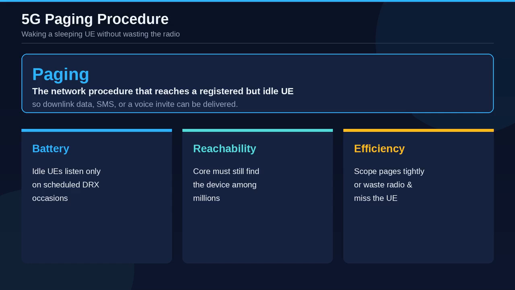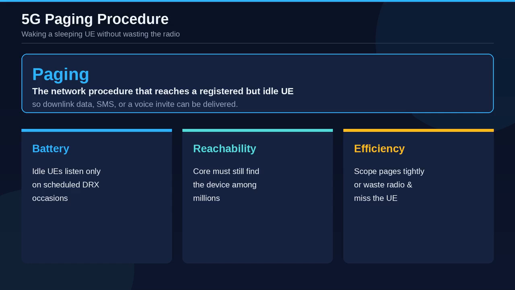Why it matters is simple. Idle phones save battery by listening only at scheduled moments. The core network must still deliver downlink data, SMS, or a voice invite. Paging is the bridge between power-saving silence and an active session. Get it wrong and you waste radio resources or miss the UE entirely. Get it right and the network feels instantaneous while devices sleep most of the time.